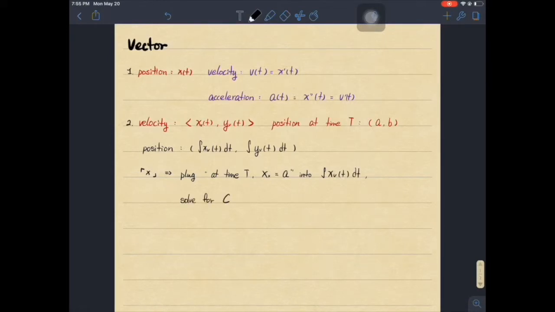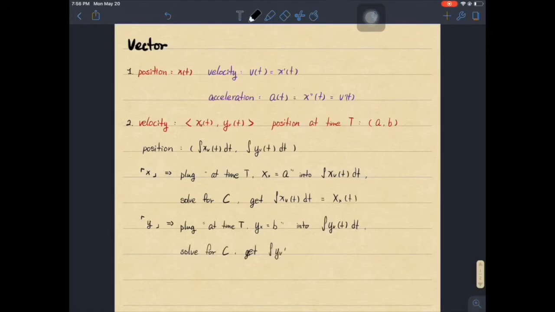But if we take the integral, we need to find out the value of c. So we plug in the condition that the position at time t is (a, b). Then after we plug the condition into our integral, we will find out the actual value of c, and then we will find out the actual equation of position.